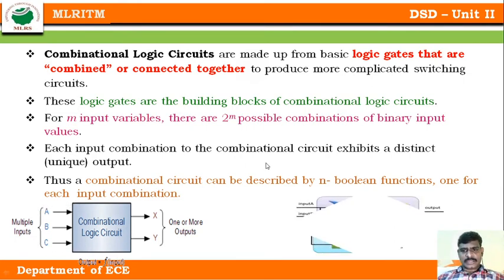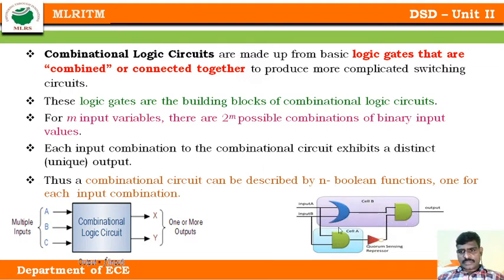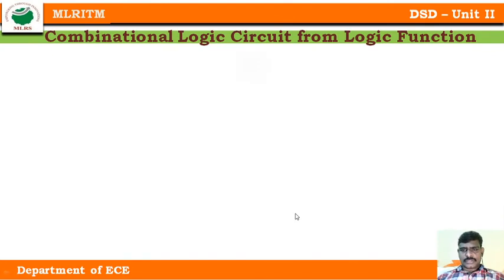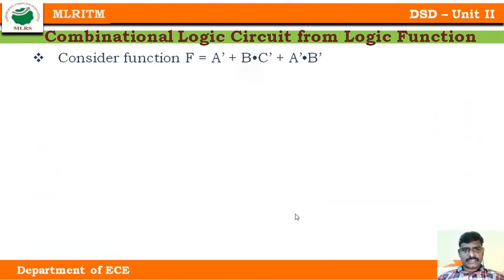If you see the diagram, suppose this is a combinational circuit. Here inputs a and b are connected to an OR gate, which is again connected to an AND gate along with another circuit. This produces one output, one function based on the inputs a and b. Consider a function: a bar plus b dot c bar plus a dot b bar.